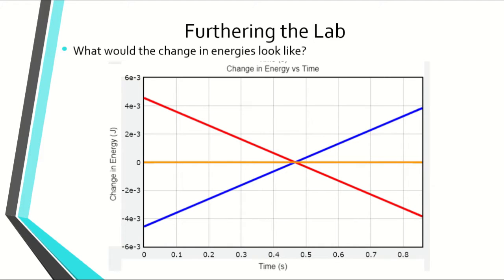Another way to look at this lab is to look at energy changes. We can see from the graph that total change in energy in orange is 0. This makes sense because if we remove air resistance, the only force acting on the ball's motion is gravity, which is a conservative force. So the total energy in the system is constant. This is why as kinetic energy increases in blue, the potential energy decreases in red.